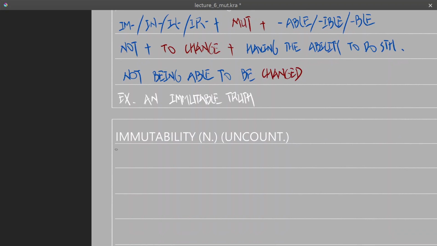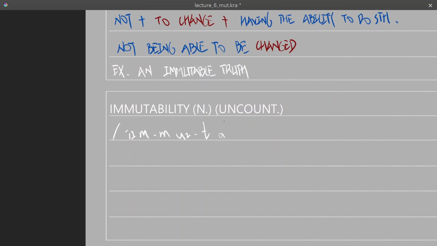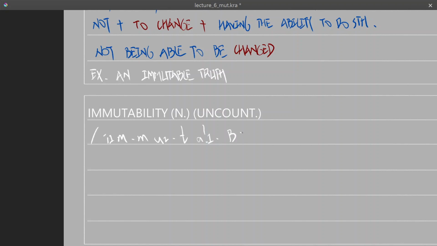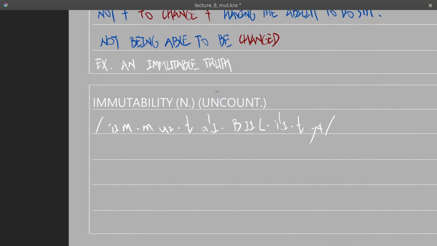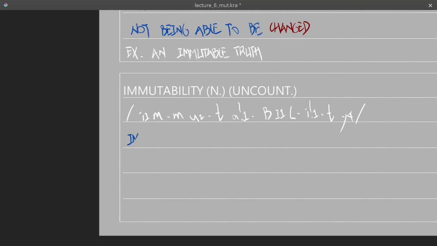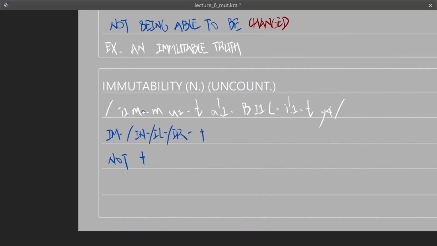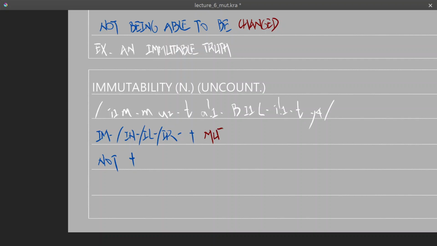Okay, next we have its variant, immutability. The fourth syllable is stressed. And we have again the prefix in with variant in, im, il, ir, meaning not. It's a negation prefix. And we have the root mut, meaning to change.